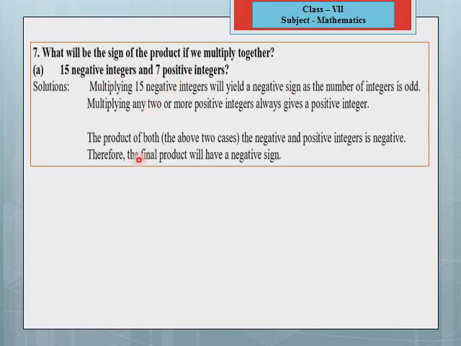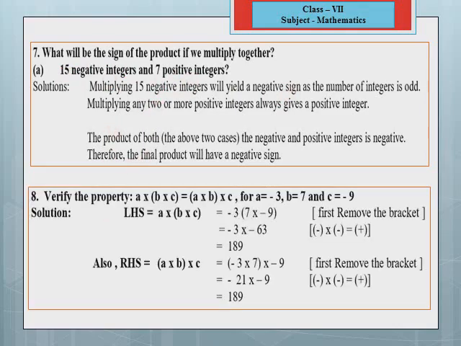15 negative integers will give a final product negative. Now in question number 8, you have to verify the associative property. First let us take the left hand side. Minus 3 into bracket 7 into minus 9. If you first remove the bracket, you will get minus 3 into minus 63. Then both the signs are the same. Therefore the product will be positive and the answer will be 189.